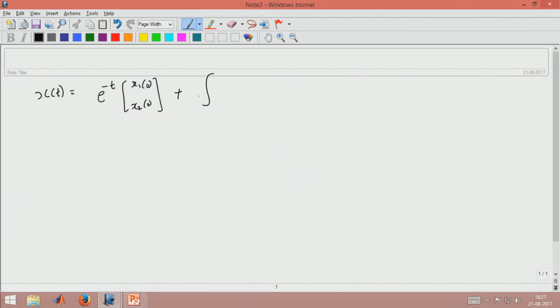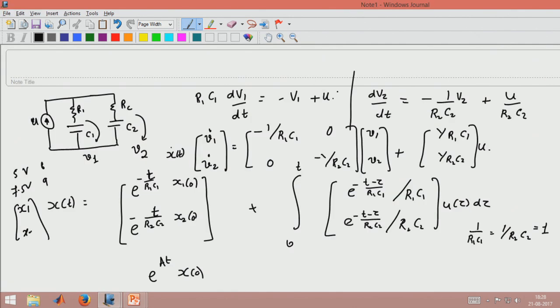So, this is the integral, with all the parameters set to 1, from 0 to t, e power minus (t minus tau) u tau, all this multiplied by 1 and 1, d tau. Because they are the same, this is 1, this is 1, this is 1, this is 1. So both are the same numbers multiplied by u tau d tau.